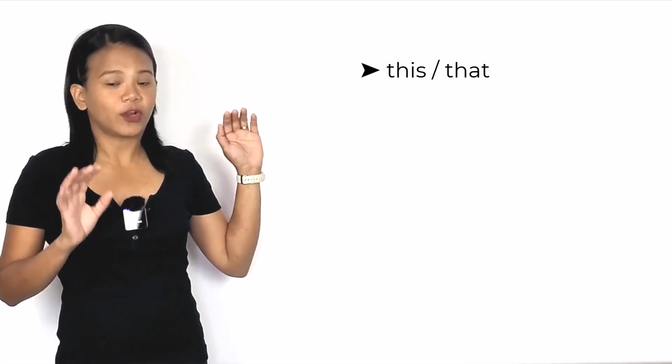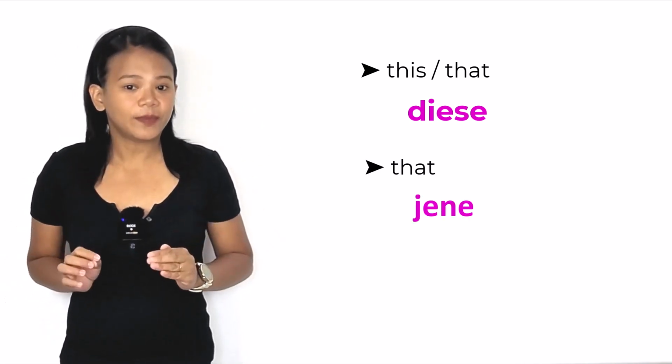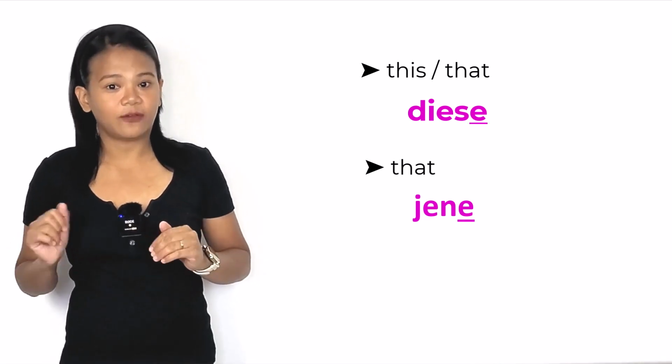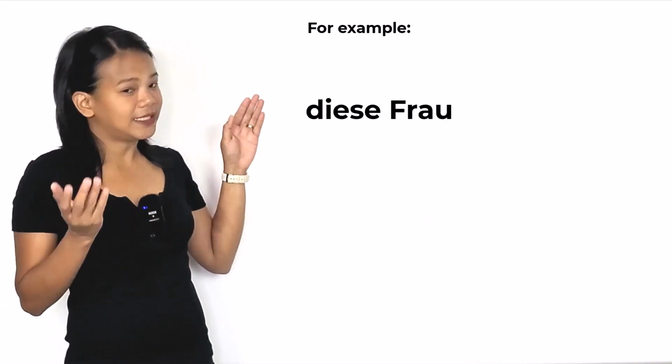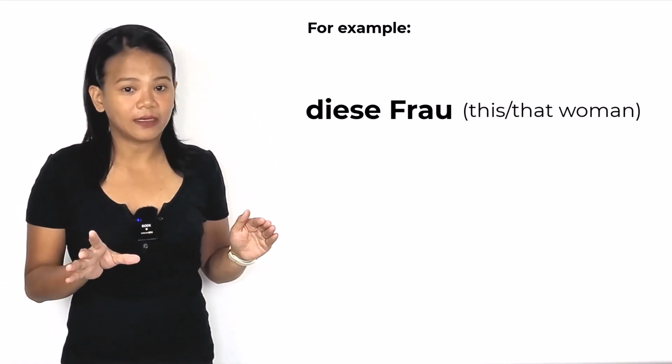Let's go now with the feminine demonstrative pronouns. This or that is diese, that is jene. In feminine demonstrative pronouns, the pronouns end in e. For example, diese Frau, this or that woman.